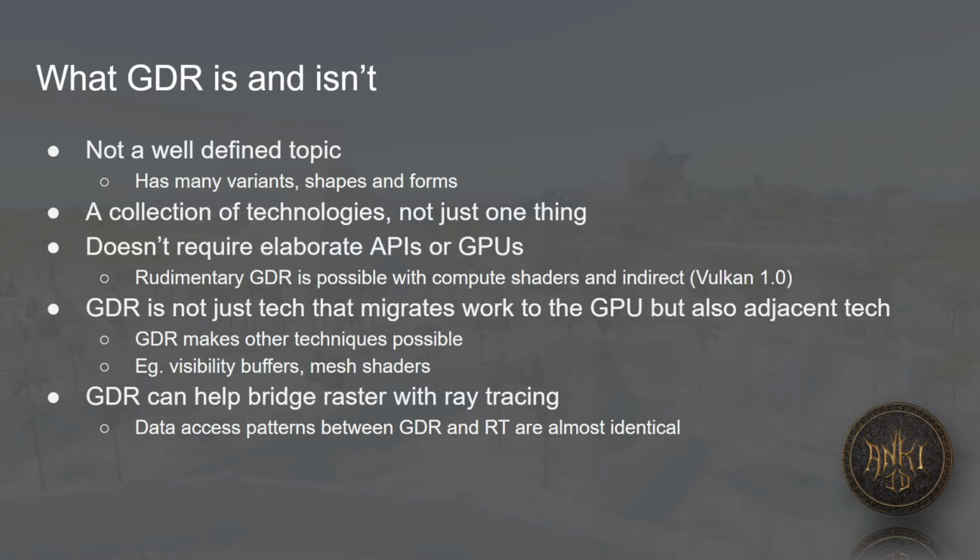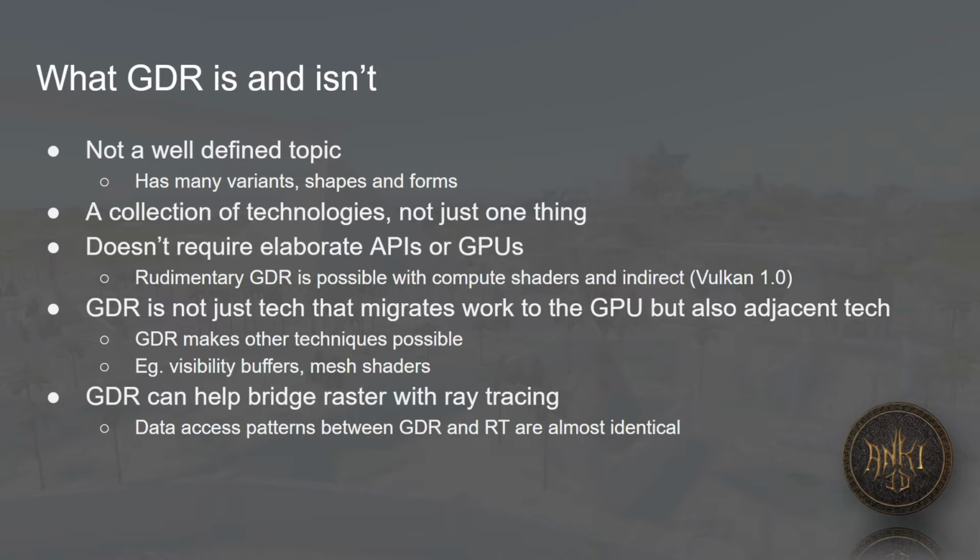Another point is that GDR enables new possibilities, and for that reason sometimes it includes adjacent technologies that interact with it but not necessarily conform with its primary directive. Some examples are visibility buffers and mesh shaders, which are orthogonal to GDR, but on the other hand, they work quite well with it.